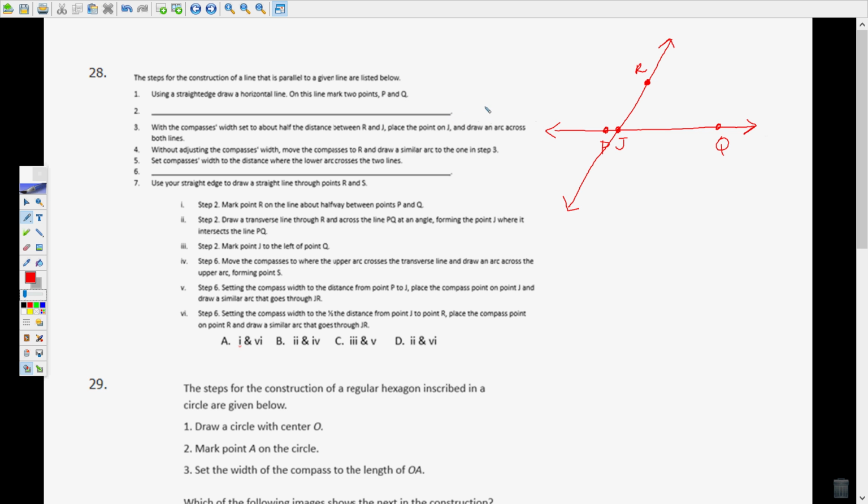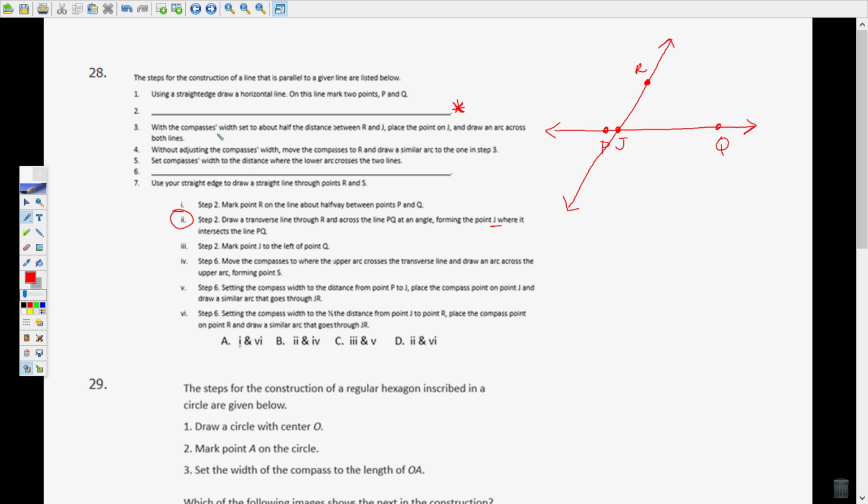Then it doesn't have number 2 here. Well, number 2 would be to draw that transversal line, and so that would be here. Step 2, draw a transversal through R, so they wanted you to call it that point R, and across PQ at an angle, forming the point J. That's where J came from, where it intersects the line PQ.